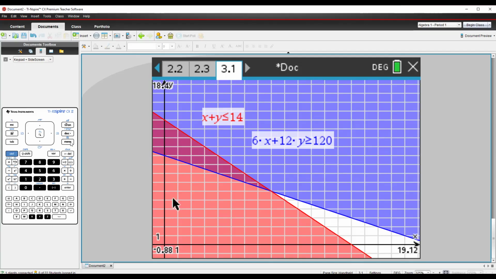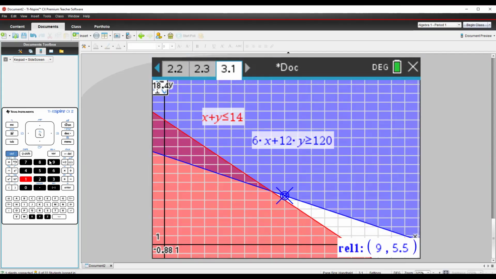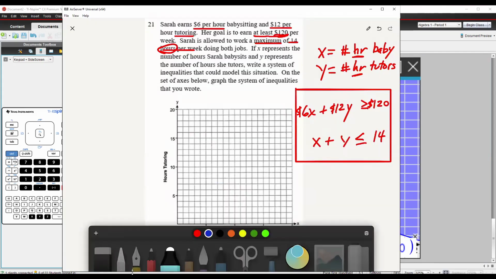I'm going to go menu 51, and I need the y-intercept. So the y-intercept of the first one, I'm going to make this blue, is going to be 0, 10. So I'm going to go here and put 0, 10 and make it blue. And then I just need one more point.